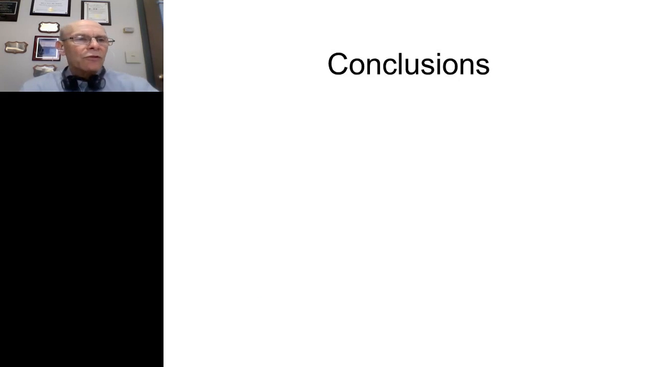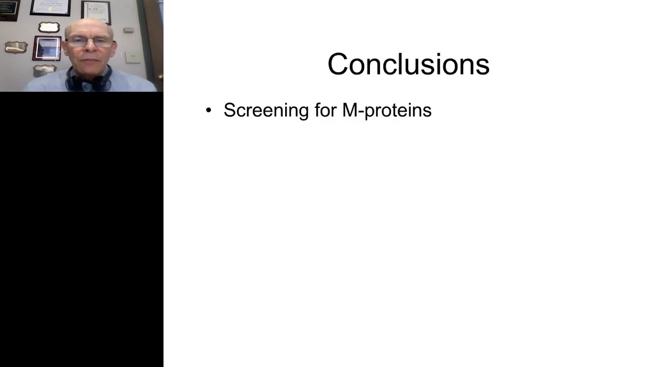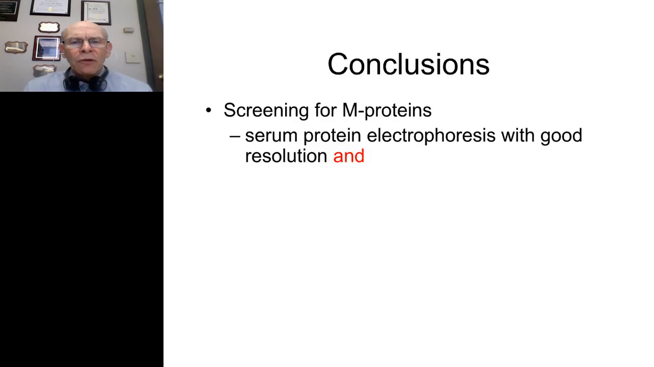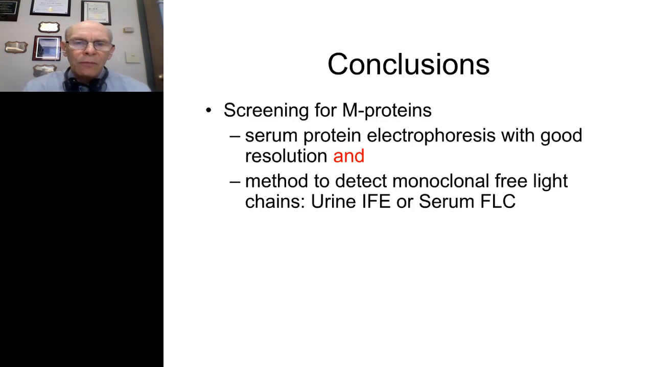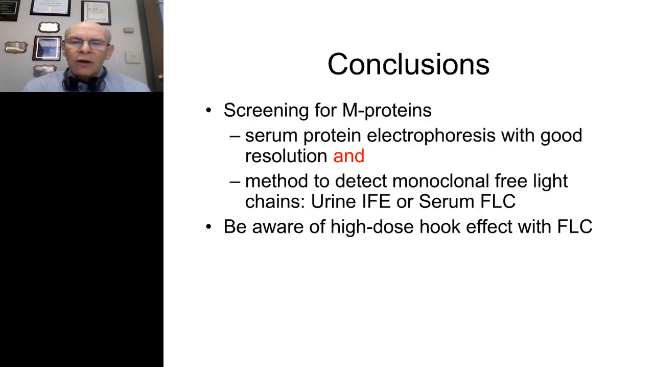What are my conclusions from these studies? First, when you're screening for monoclonal proteins, serum protein electrophoresis with a method that shows good resolution is important. And also, there should be a method that can detect free light chains. You can use the classic urine immunofixation or the serum free light chain test. The Katzman study clearly shows it's at least as effective. Be aware of the high-dose hook effect with the serum free light chain test. It's a great test, but you do have to be aware of this.